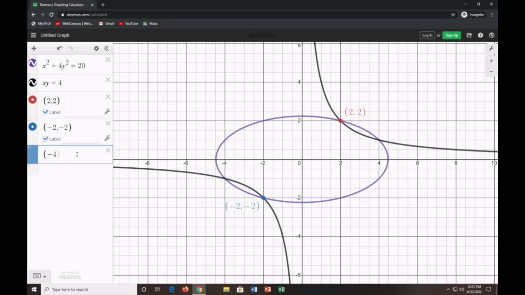Then we found -4, -1, right there, the green point. And of course, we found another one which was 4, 1, which is that point on that side. So here we have 2 such curves that intersect each other at 4 points. So when we were solving the system of nonlinear equalities, we were looking for these intersection points.